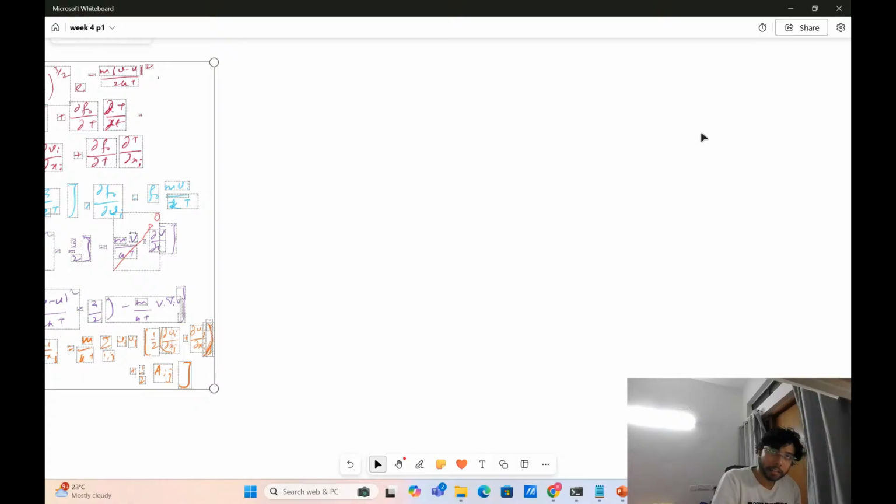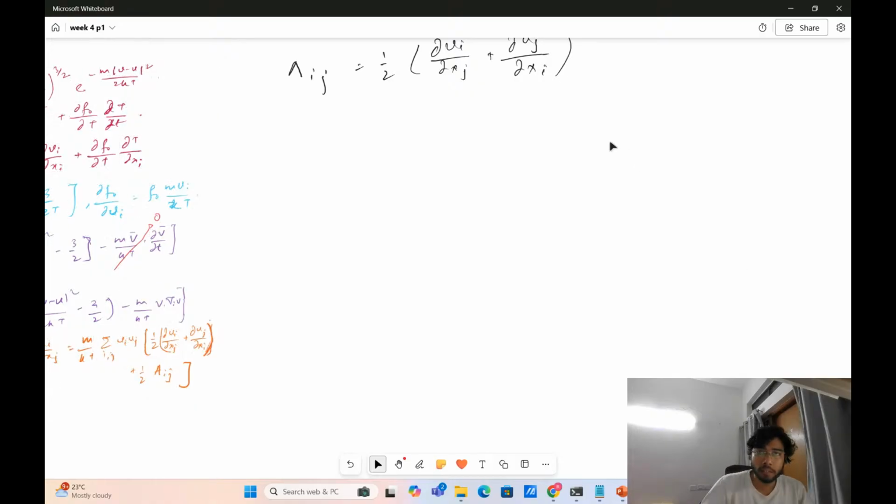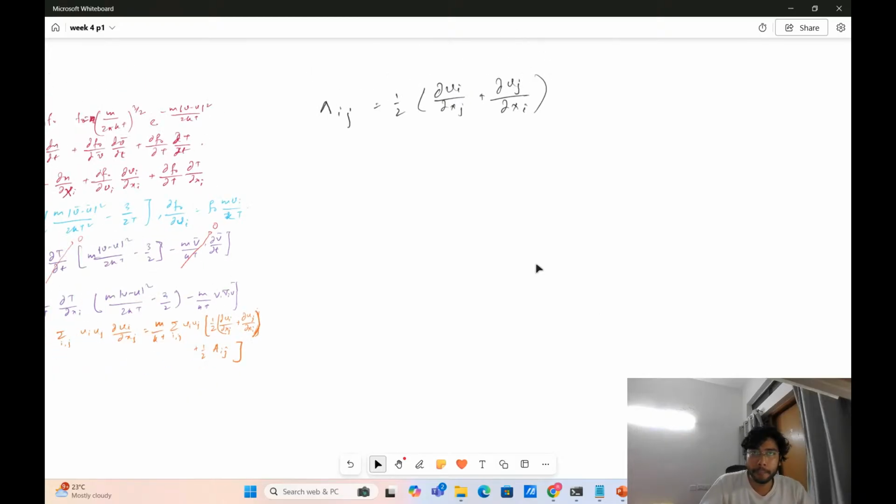So lambda ij is given as half of del vi del xj plus del vj del xi. Now, let's say that the pressure tensor is given as P delta ij plus pi ij.